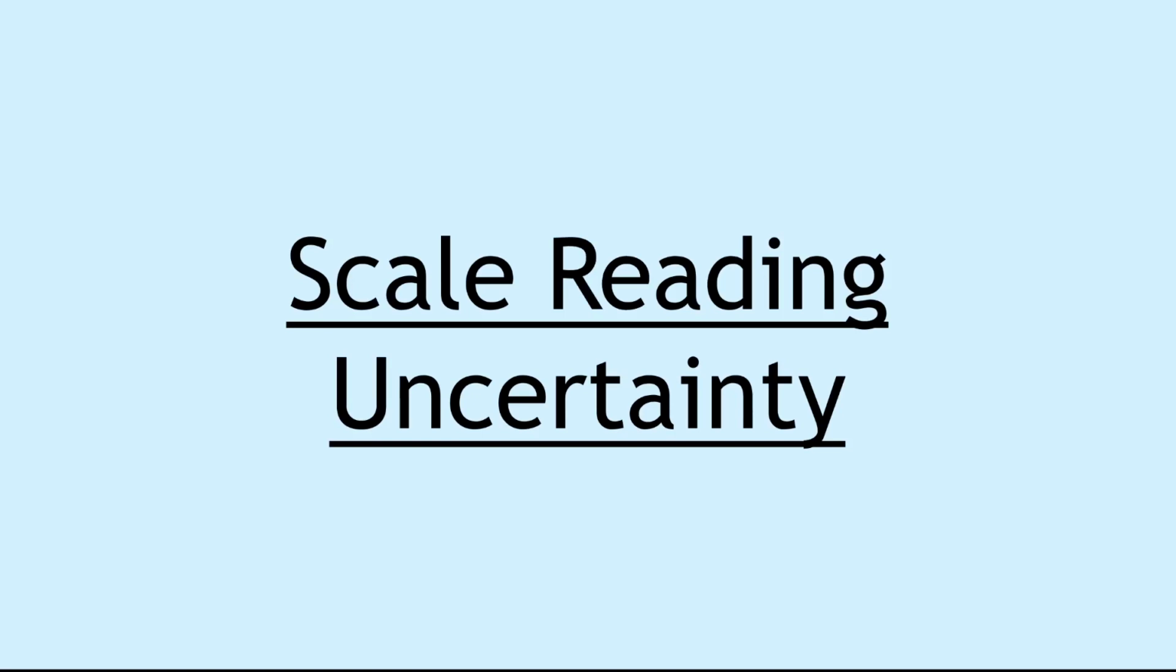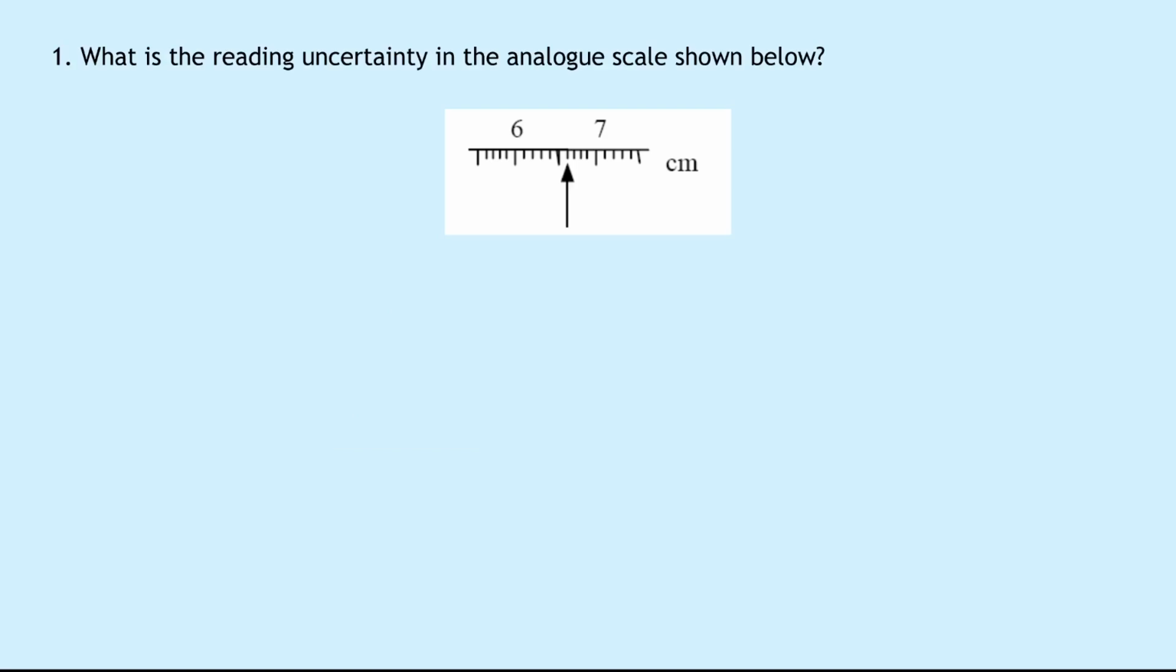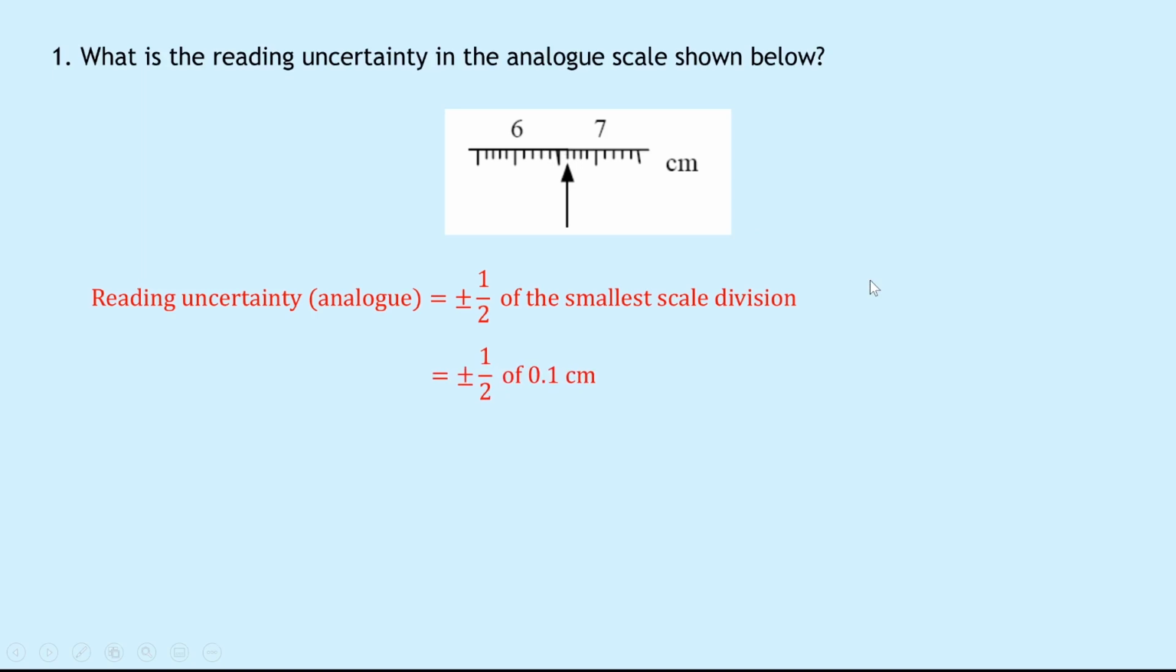We're going to practice both analog and digital scales. So question 1 says, what is the reading uncertainty in the analog scale shown below? Well, we need to remember that reading uncertainty for an analog scale is equal to plus or minus half of the smallest scale division. So if we look at our example here, we've got 10 little divisions between 6 and 7, so that means each little scale division must be 0.1. So we've got plus or minus half of 0.1 centimetres, which gives us plus or minus 0.05 centimetres.